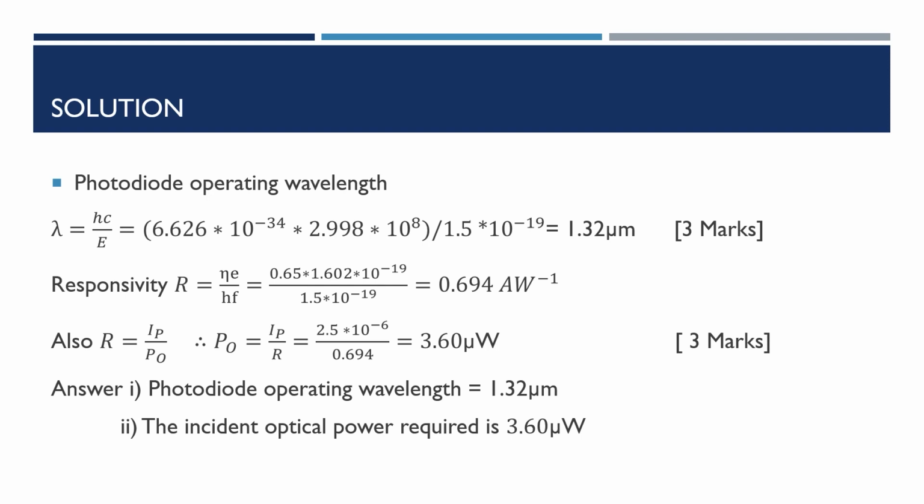So we have the answer. The photodiode operating wavelength is 1.32 micrometer and the incident optical power required is 3.60 microwatt.